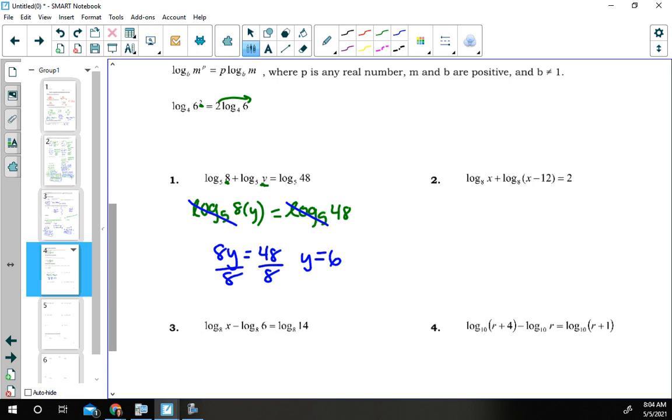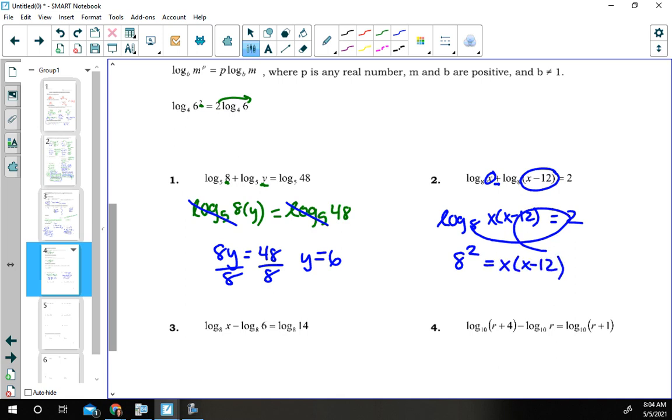Okay, so my next one here, I got a plus sign, so I write one log base 8. I take what's behind it, and I multiply it. All right, I don't have a log on the other side, so to get rid of this log, I'm going to convert it. So I'm going to take 8 to that exponent, and I'm going to come back to that x times x minus 12. Well, 8 squared is 64.